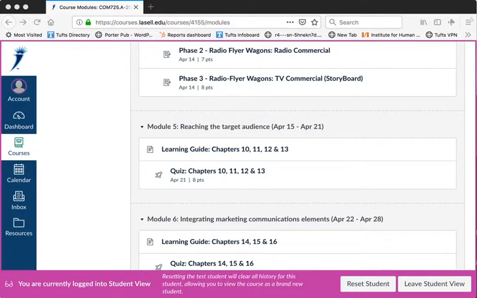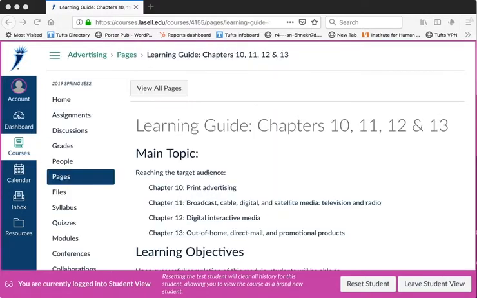As I said, module 5, week 5, the theme for this week is reaching the target audience. Basically, we're going to go over the different types of media that you can use to reach your target audience. The reading material for this week is chapters 10, 11, 12, and 13.